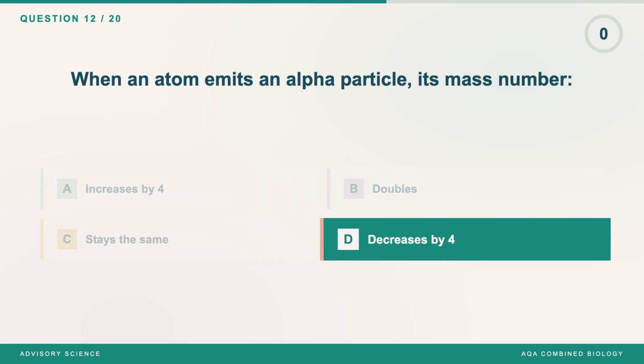The answer is D, decreases by 4. An alpha particle carries away 2 protons and 2 neutrons, reducing the mass number by 4.